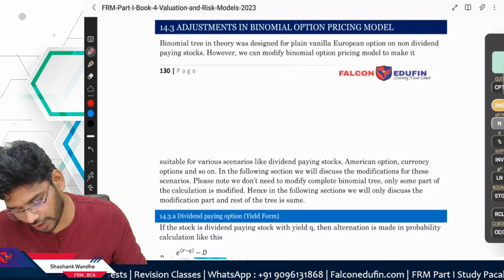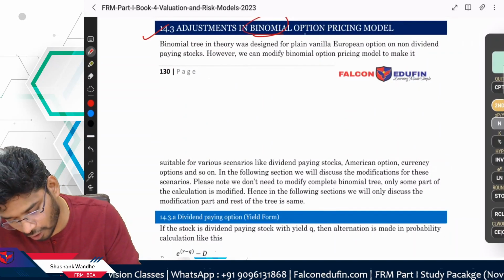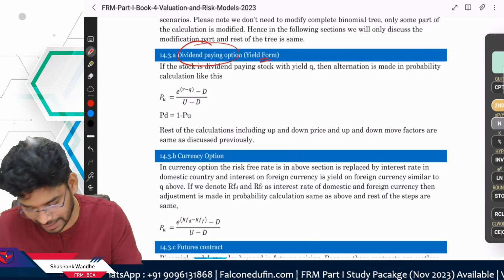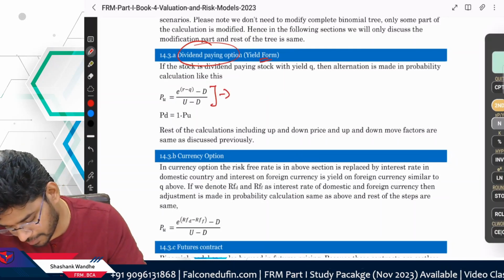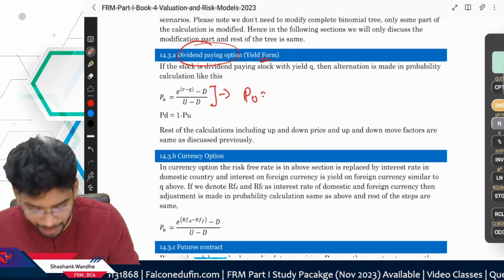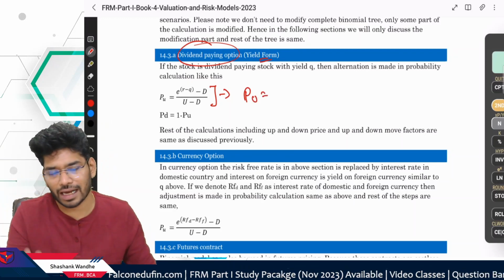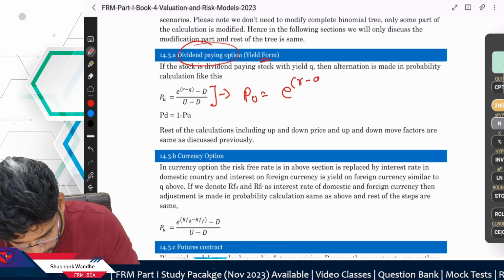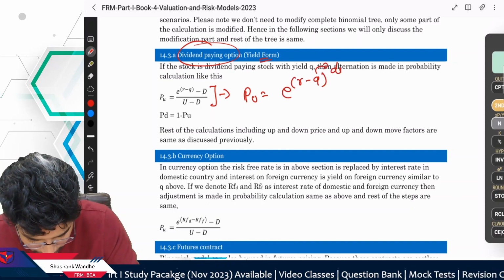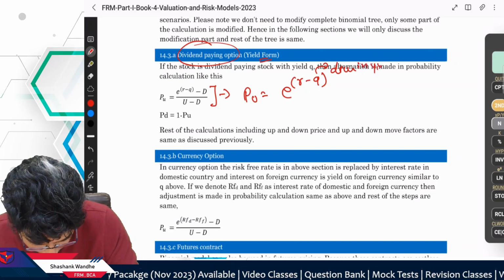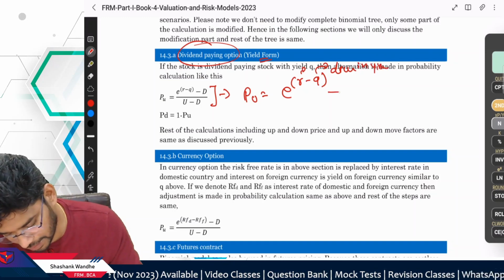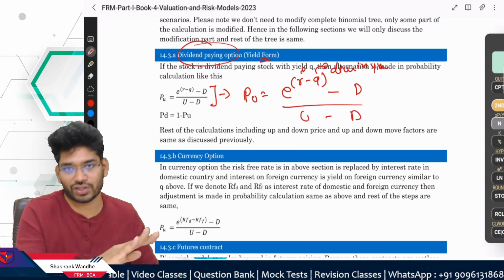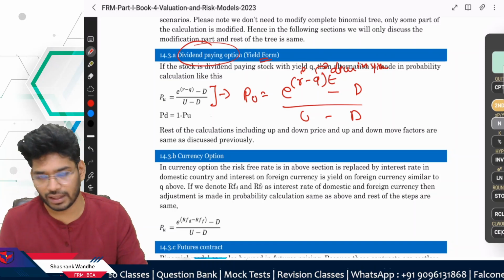Then adjustments in the binomial option pricing model. First, if you have a dividend paying option, and the dividend is in the yield format, then the adjustment is done in PU, the probability is adjusted, and the rest of the calculation will automatically get adjusted. Here it is e to the power R minus Q, where Q is dividend in yield format, minus D divided by U minus D. The rest of the formula is the same, simply R is adjusted, and obviously we are multiplying it with T.